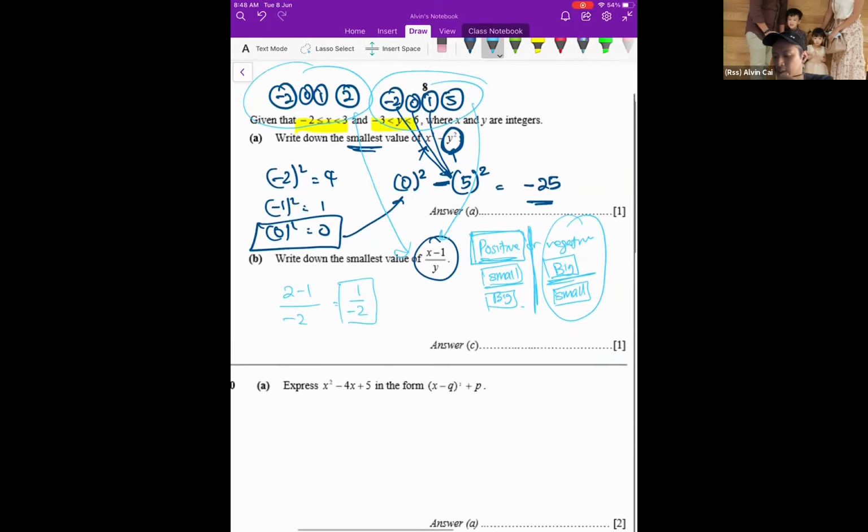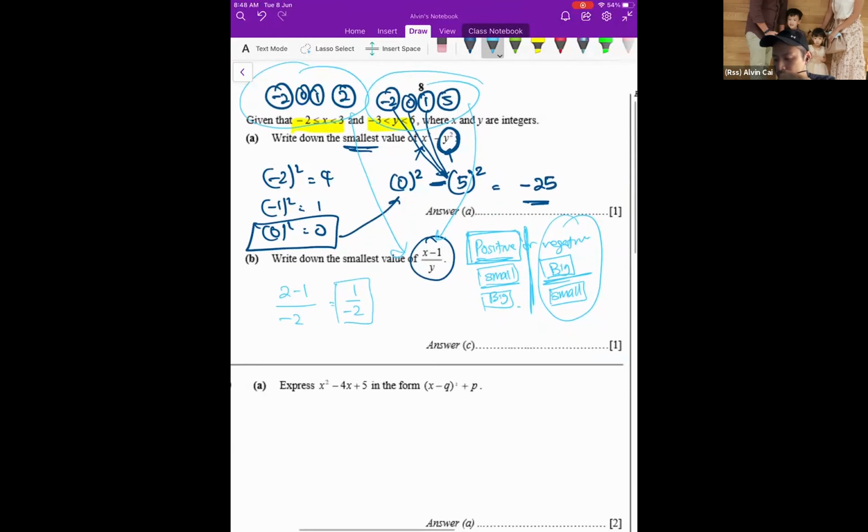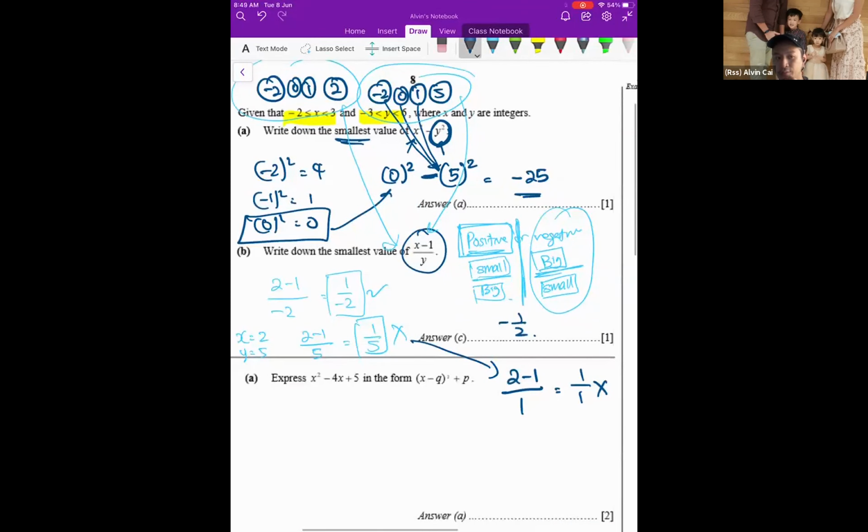Okay, so another possible answer, let's try again. So let's try when x equals 2, when y equals 5. So let's try whether it works. So 2 minus 1 over 5, of course, will be 1 over 5. So this is not correct. This is still smaller. So we continue to try and error and try other combinations. So we can have this, the 2, still again 2 minus 1 over 1. This will still be 1 over 1, so this is not as small. Okay, so the answer is minus half.